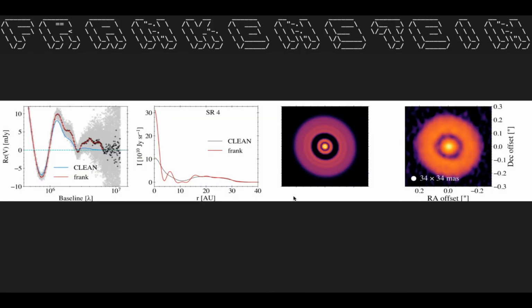I've cleaned up the plots a bit and compared the Frank profile in red to the CLEAN profile in blue for SR4. So the visibility fits are here, the brightness profile is here, and then the 1D Frank brightness profile swept over 2pi in azimuth and reprojected by the geometry the fit used, and that is compared to the CLEAN image. So we can see the super resolution aspects of the Frank fit.